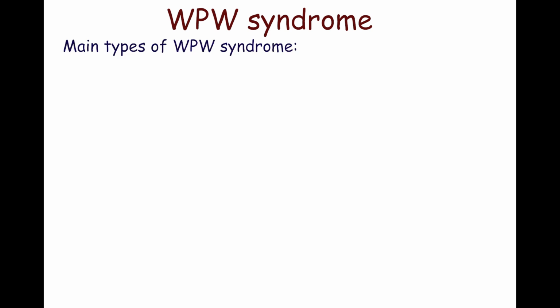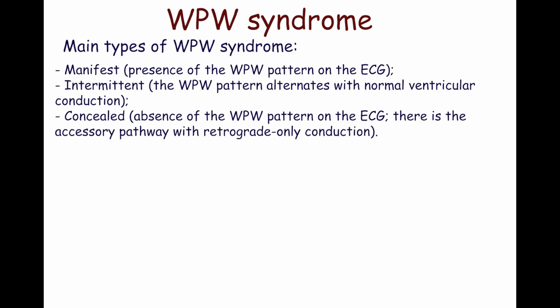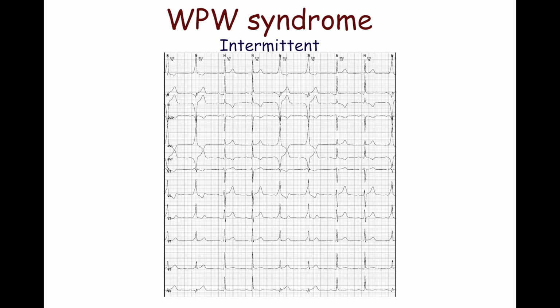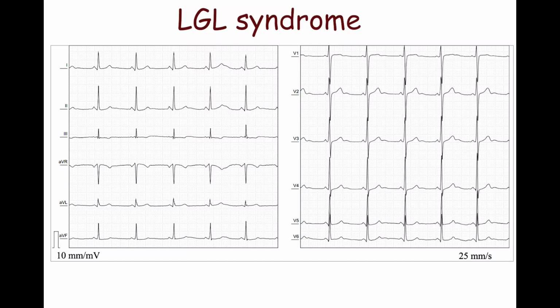There are three main types of WPW syndrome: manifest, intermittent, and concealed. These traces show intermittent WPW pattern. LGL syndrome, also called Lown-Ganong-Levine syndrome, or Clerc-Levy-Cristesco, or CLC syndrome, refers to the presence of the James bundle and paroxysmal tachycardia. The ECG pattern is characterized by the short PR interval, which is less than 120 milliseconds, and normal QRS complexes.